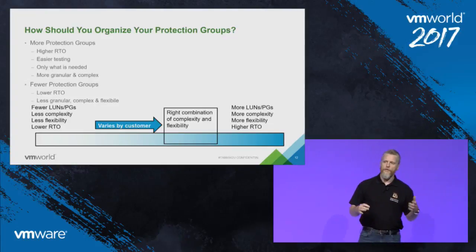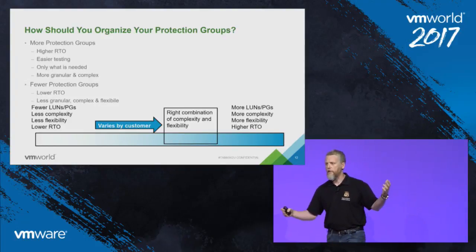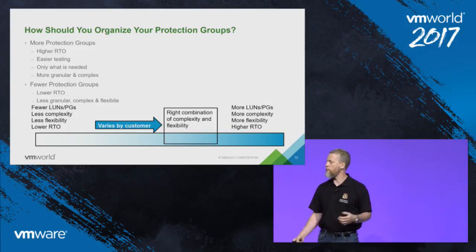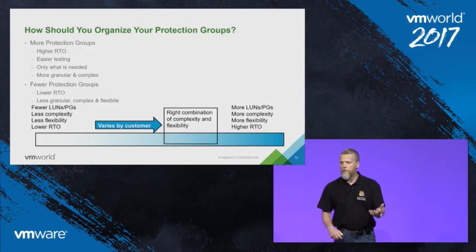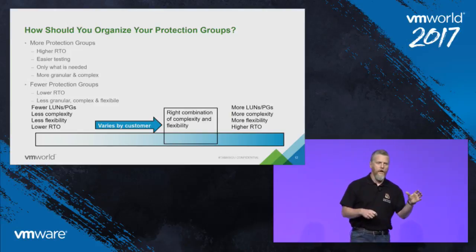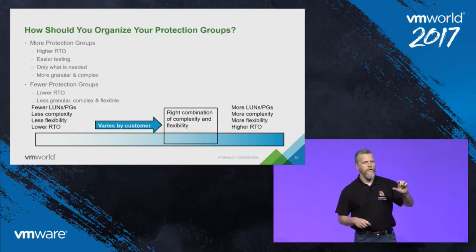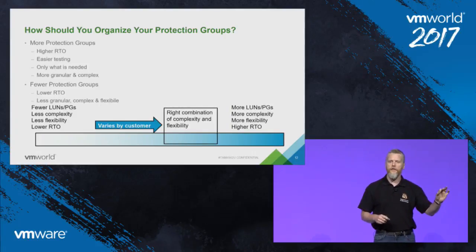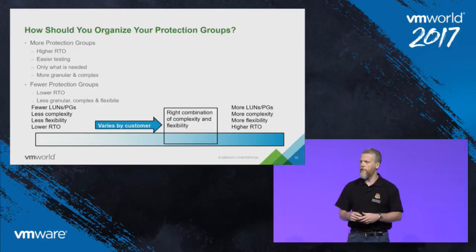So if we just think of it at a high level, more protection groups versus less, what is that going to give us, and what are we going to lose? With more protection groups, you're going to have a slightly higher RTO. I've got a demo that I'm going to show at the end, showing us failing over 10 VMs in a single protection group versus those same 10 VMs in 10 protection groups. And you can just see the difference in the time that it takes for that recovery.